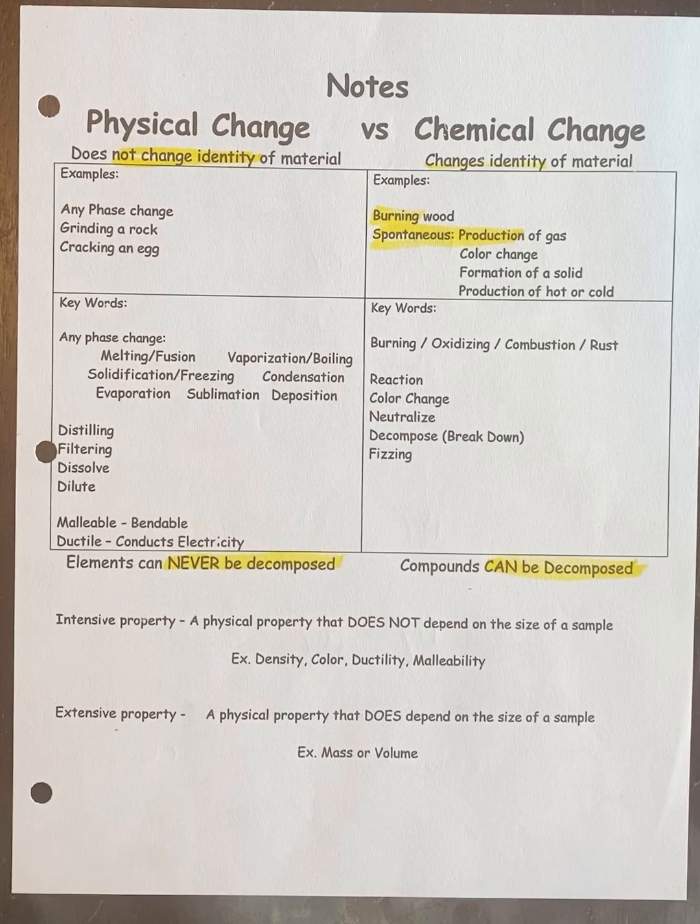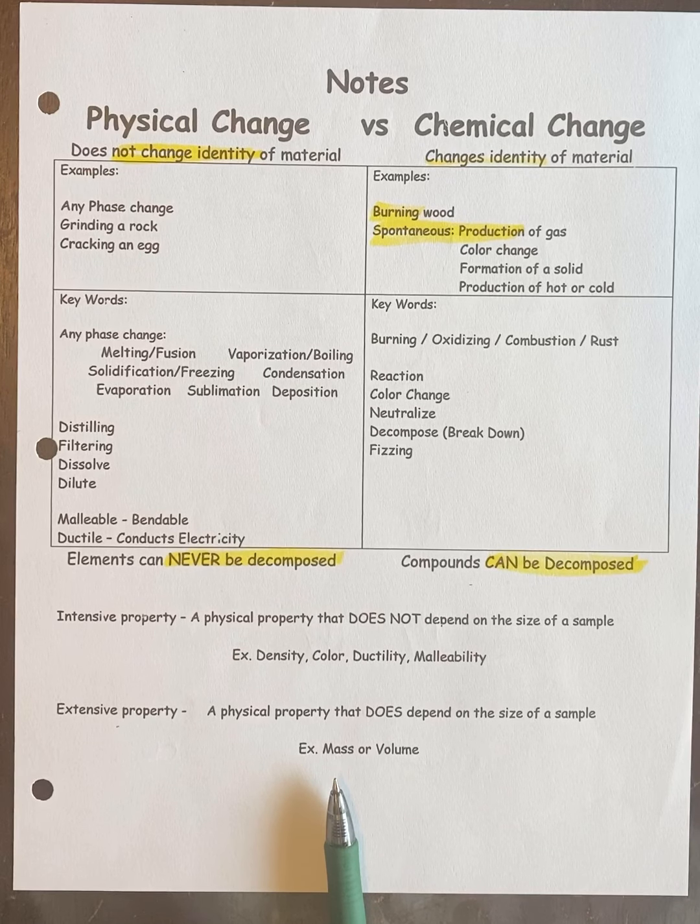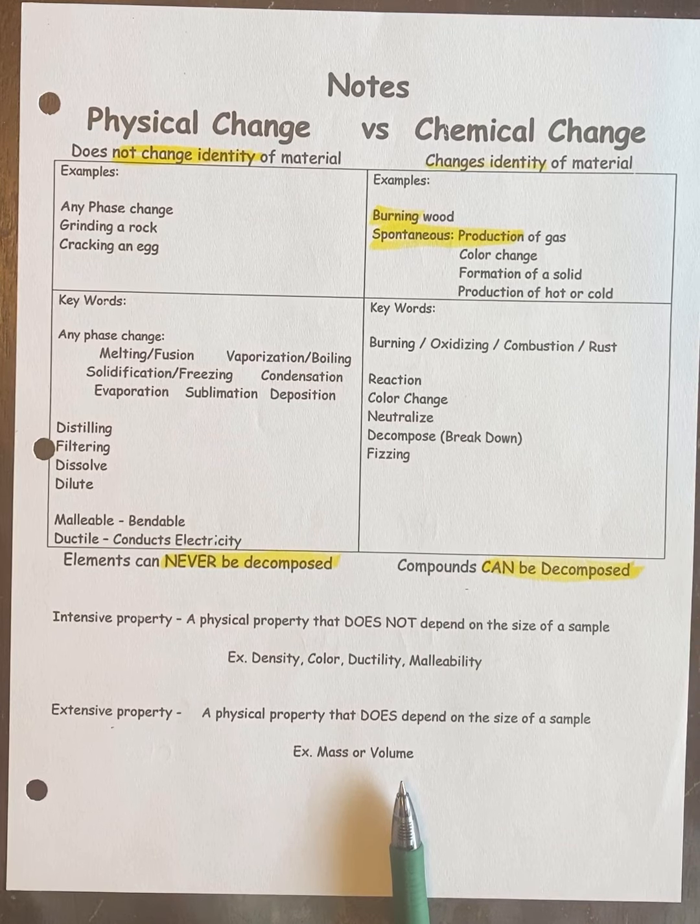Example, mass and volume. This is easy. Big cube's going to weigh more than little cube. Big cube's going to have more volume than little cube. So extensive properties do depend on the size of the sample. Intensive do not. They are intrinsic or built into the material, and so it's not going to matter how much of it you have.